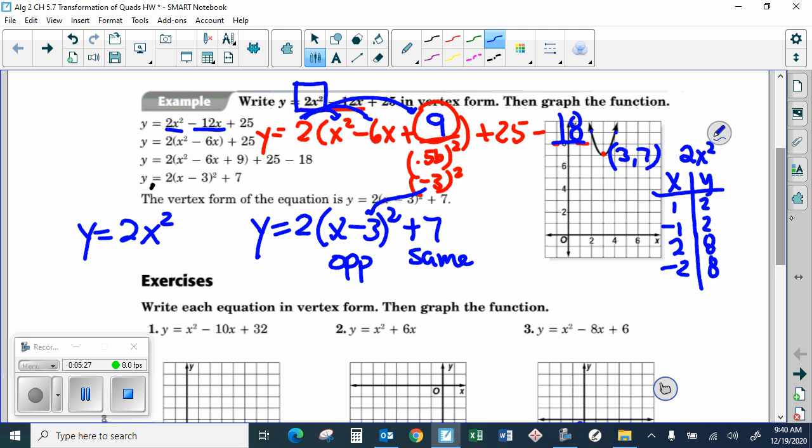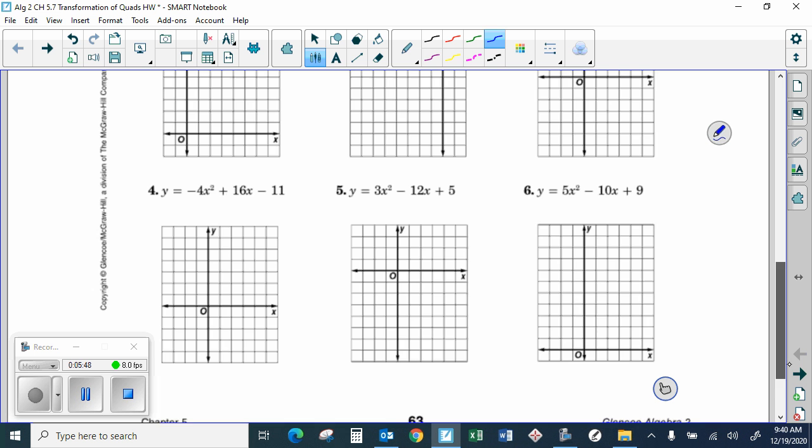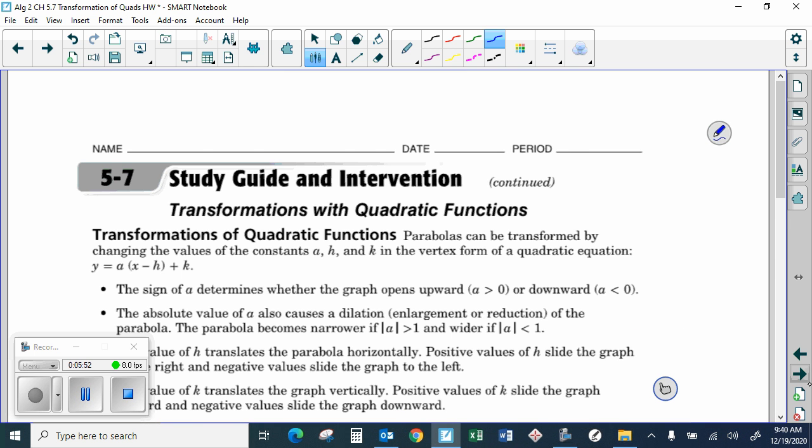Write each equation in vertex form, then graph it. So again, we're doing it without the graphing calculator. Obviously, I can plug all this in the graphing calculator and do it right from there. You can check your answer with the graphing calculator, but the point is that you're doing it by hand. So I need to see this work. If I don't see this work, you don't get credit. All right, backside here.